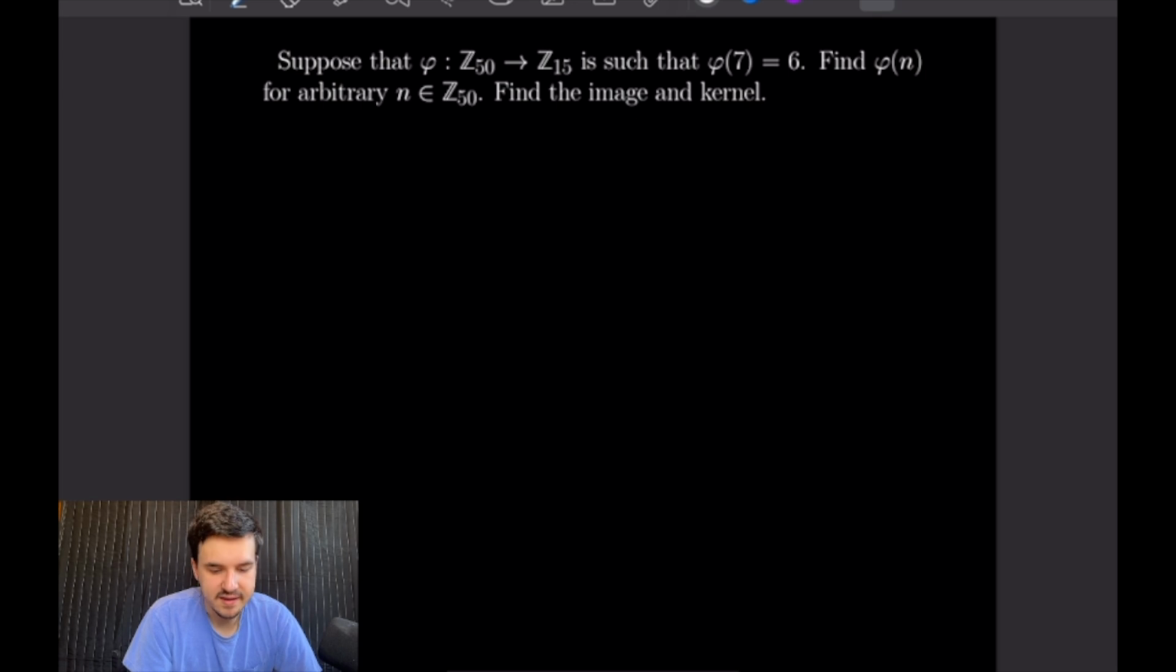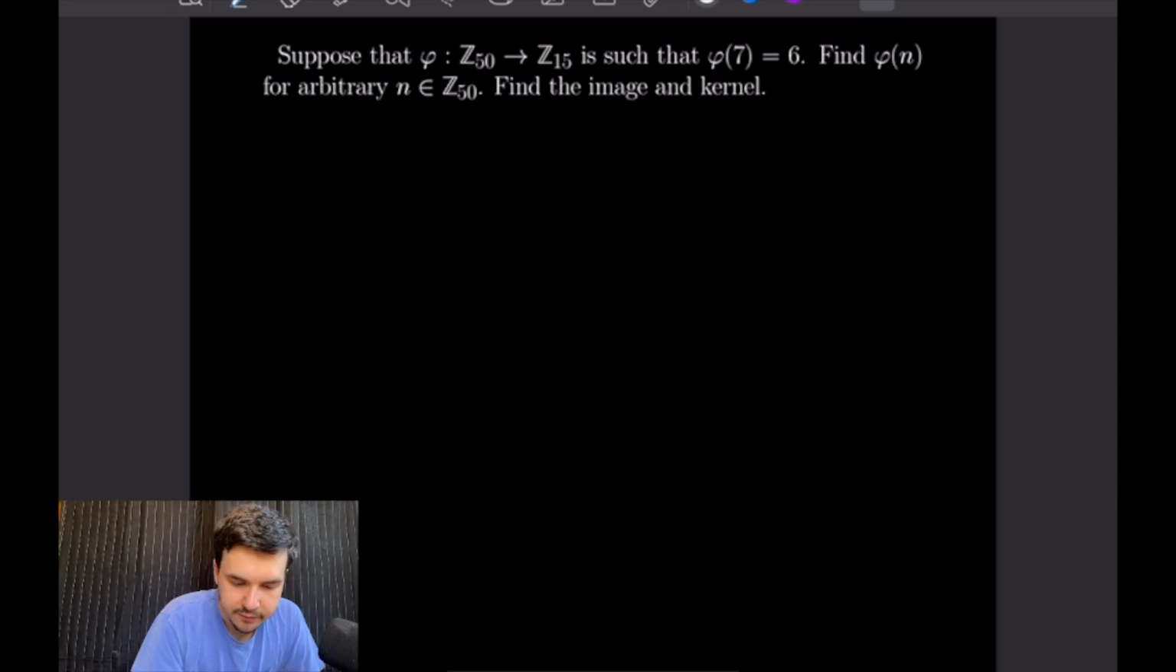Anyway, this example says, suppose that phi is a function which goes from Z50 to Z15 such that phi of 7 is equal to 6. Then we want to find generally phi of n for any arbitrary n in Z50, and then we also want to find the image as well as the kernel. So let's take this one piece at a time. Let's first try to find the general action that this phi does, using our example there that phi of 7 is equal to 6.